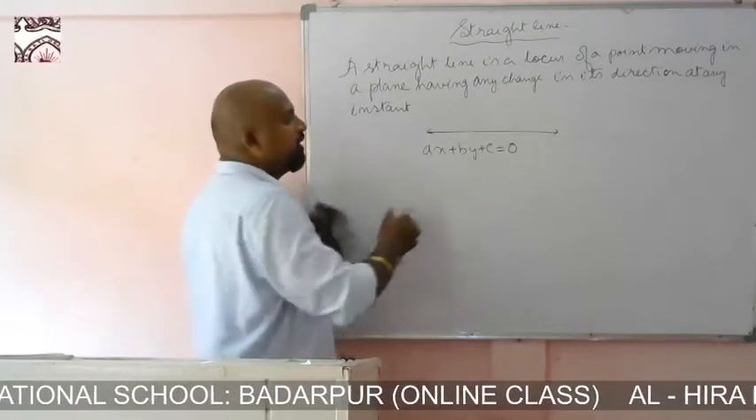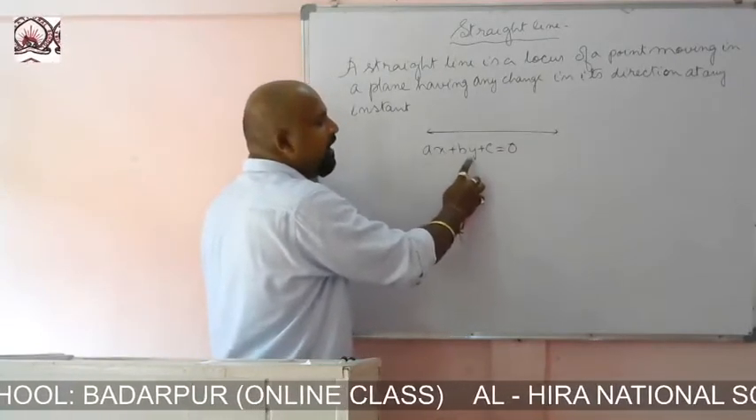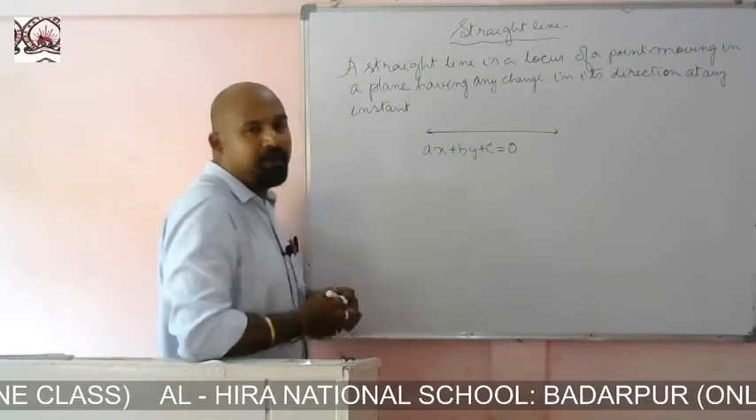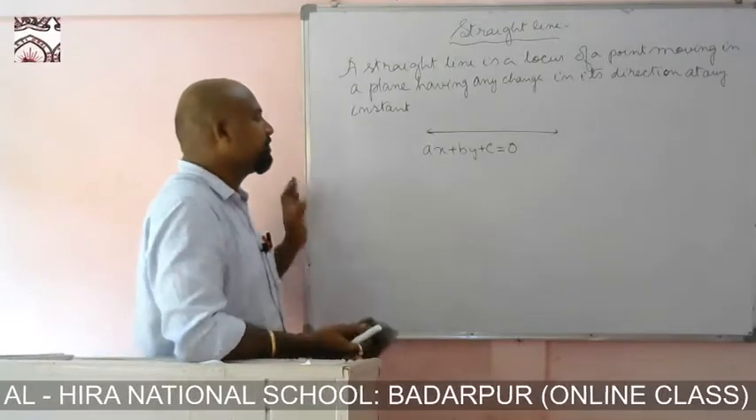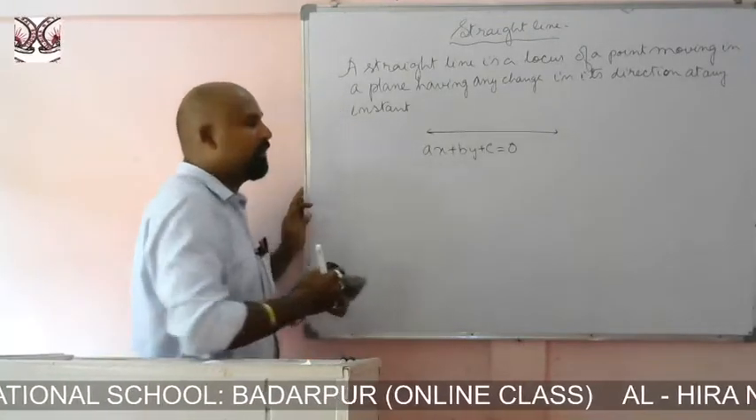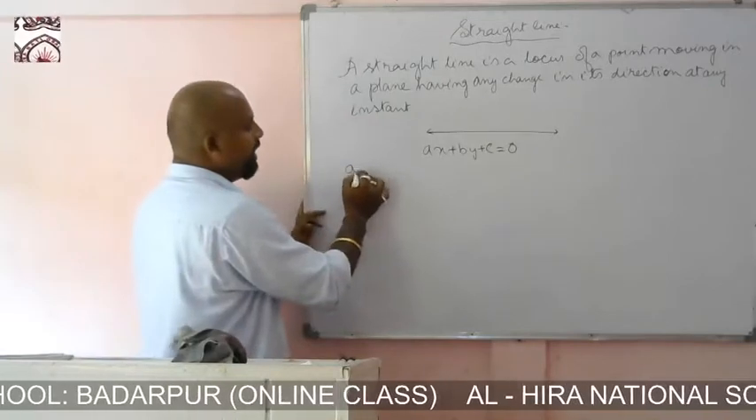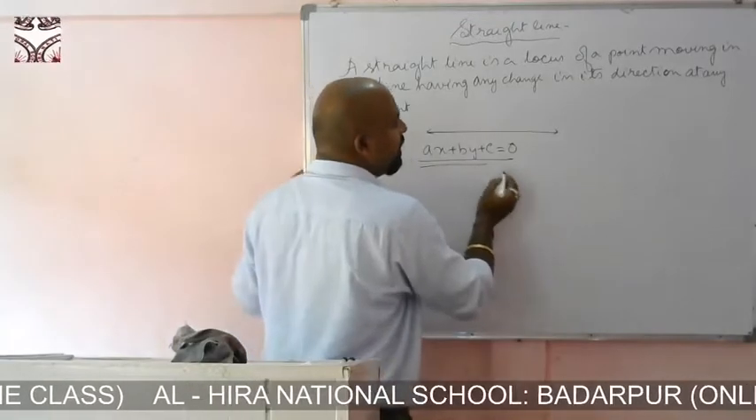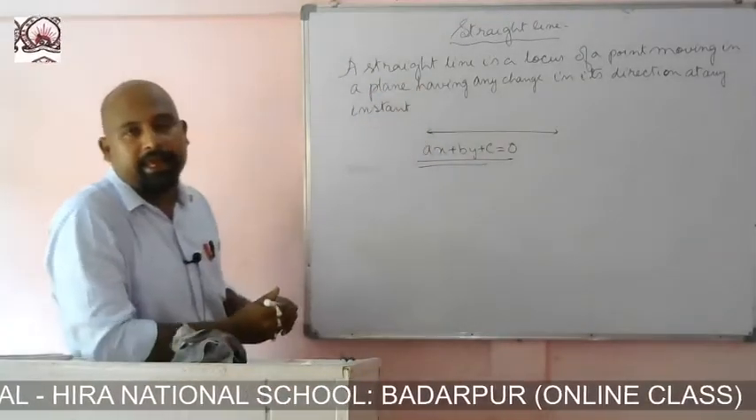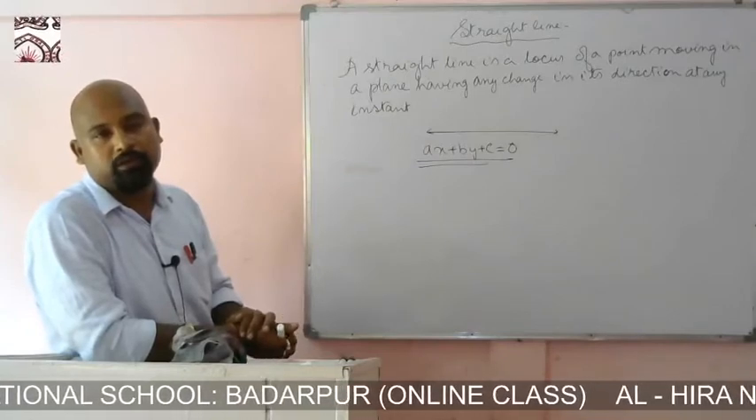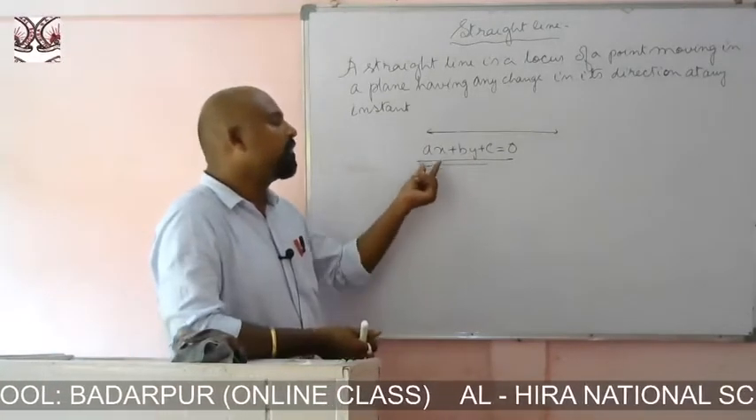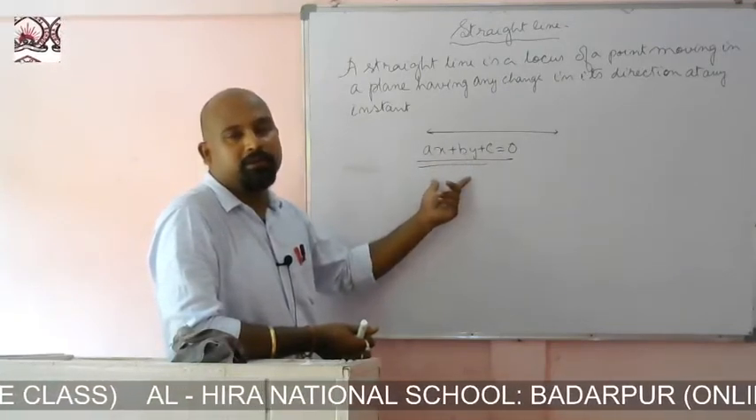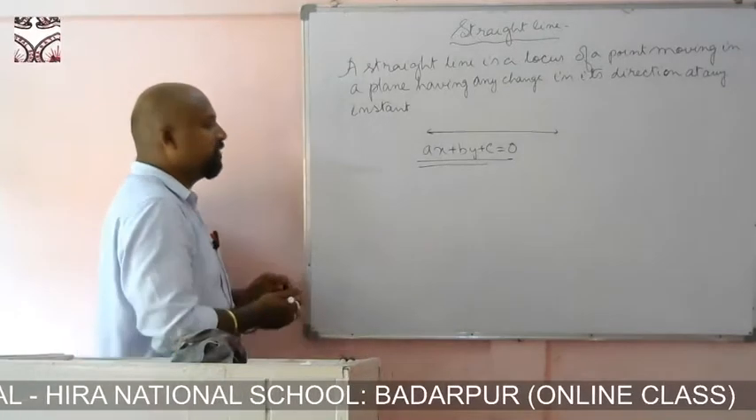Now degree means what? The degree of x here is equal to 1 and the degree of y is equal to 1. This is the general first degree equation, which represents a straight line. Now, what is the condition for it? The condition is that a and b are simultaneously not equal to 0. It means that at a particular time, the value of a as well as b will not be 0 at any instant. Okay.